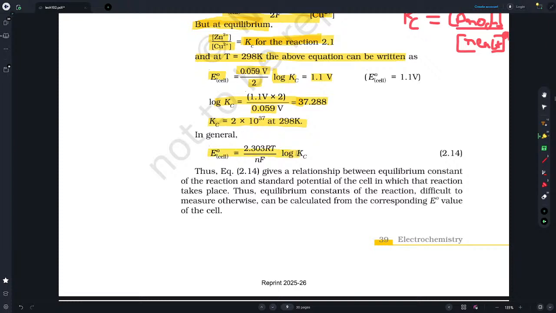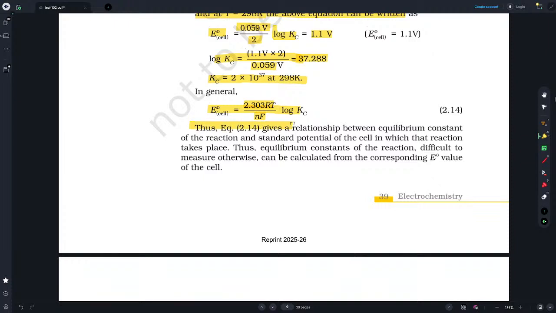The standard electrode potential equals 2.303 times the gas constant times temperature in Kelvin, by the number of electrons transferred times Faraday's constant, into log of Kc. Thus this equation, equation 2.41, gives us a relationship between the equilibrium constant of the reaction and the standard electrode potential of the cell in which that reaction takes place. Thus the equilibrium constant of the reaction, difficult to measure otherwise, can be calculated from the corresponding standard electrode potential value of the cell. That is the reason we use electrochemical cells.